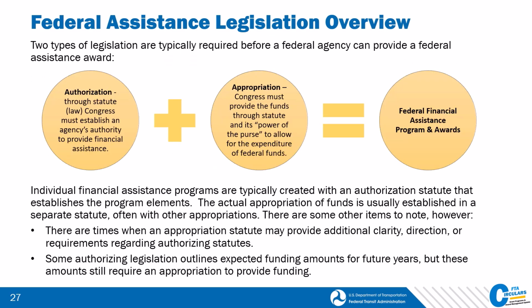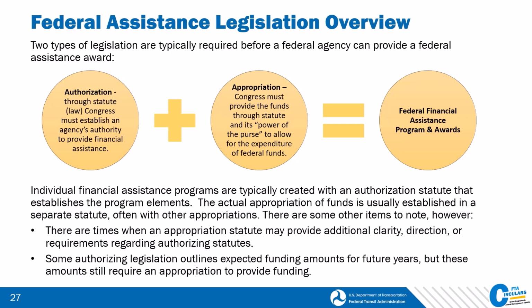Now, looking at specific programs for federal financial assistance, there must be an authorizing and appropriation statute. The authorizing statute or law is how Congress gives a federal agency the ability or authority to provide financial assistance. But the actual money for the financial assistance is provided by the appropriation statute, where Congress allows for the program's federal funds to be expended or spent.